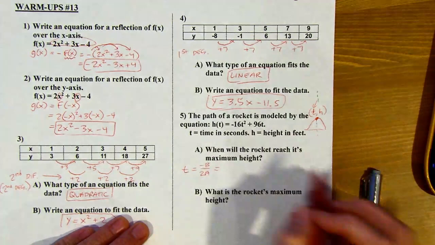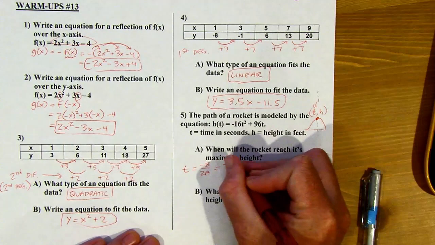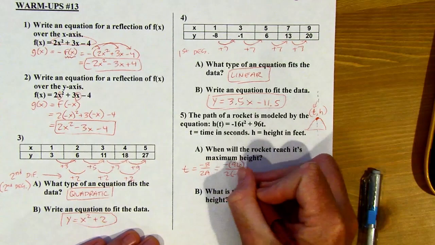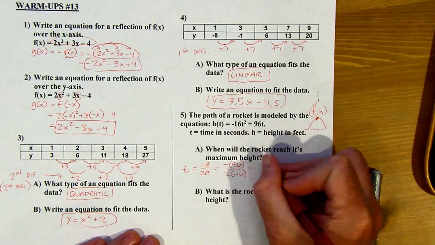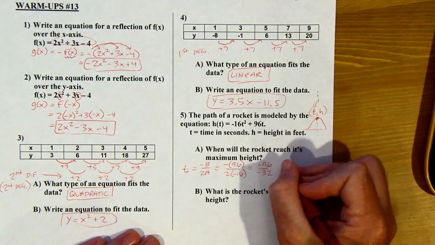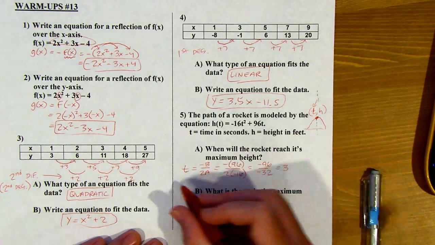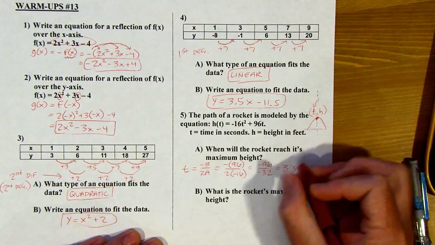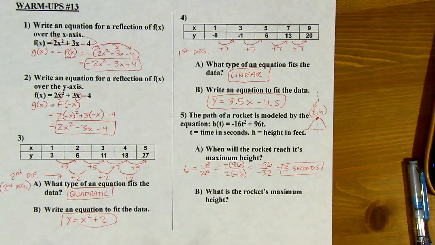Okay? So my b here is going to be 96. So I've got the opposite of 96 over 2 times -16. -16 is the a. Okay? And then that's -96 over -32, and that's going to come out to exactly 3. And remember, this is saying when, that's time in seconds, so this is going to be 3 seconds. At 3 seconds, the rocket will be at its maximum height.